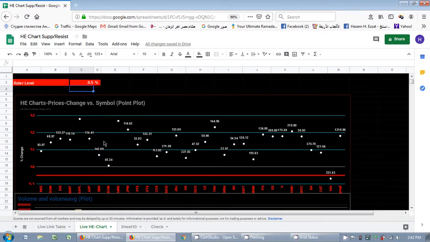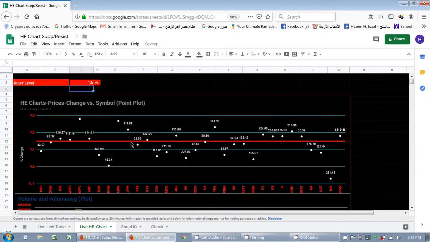Another feature of the HE chart is the ruler. You can see here it is at minus 0.5%. You have a stacking here, and you might want to separate all these stacked stocks. So if you plug in 1.5%, the ruler will move automatically, and you will know instantaneously which stocks are above the 1.5% level, which are below. Let's say 1.75%, and there you go.